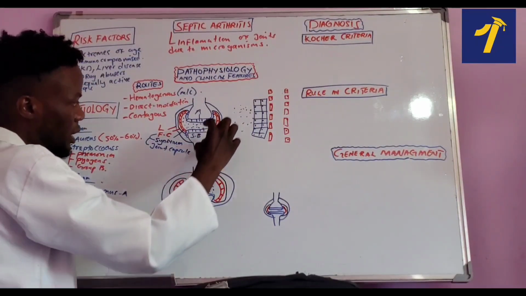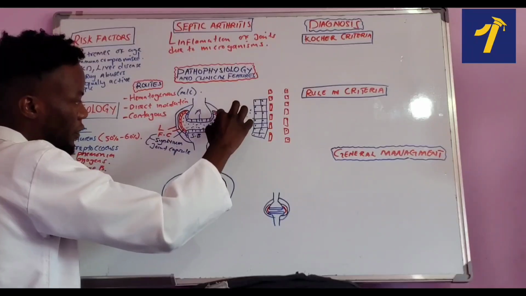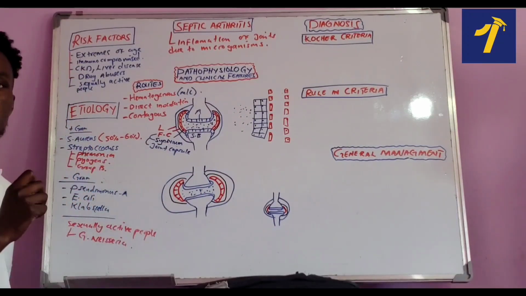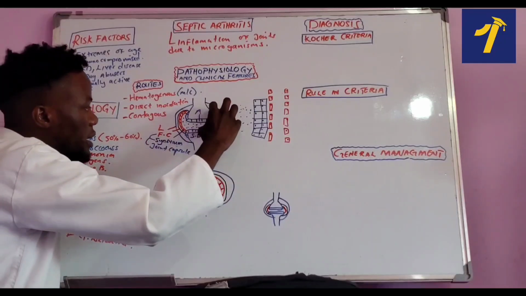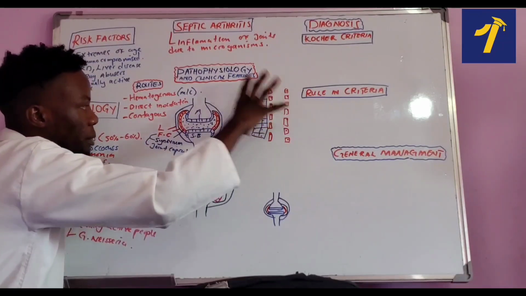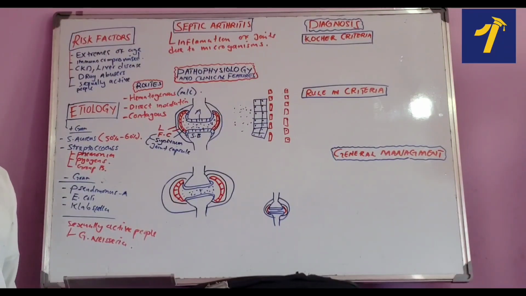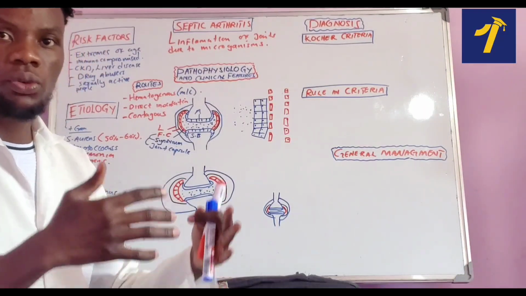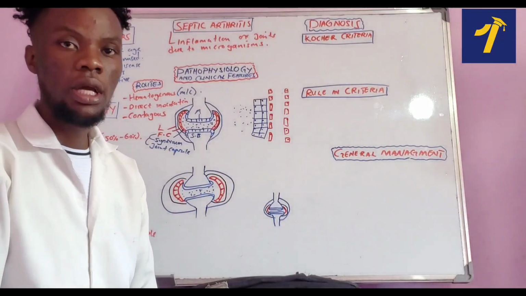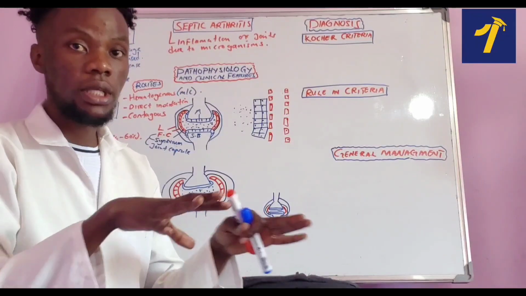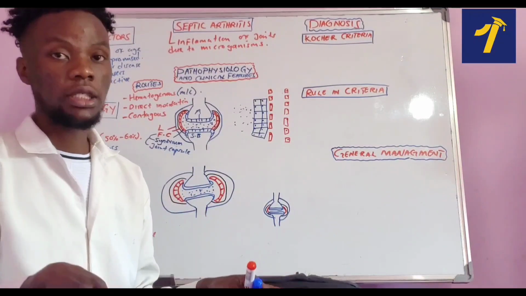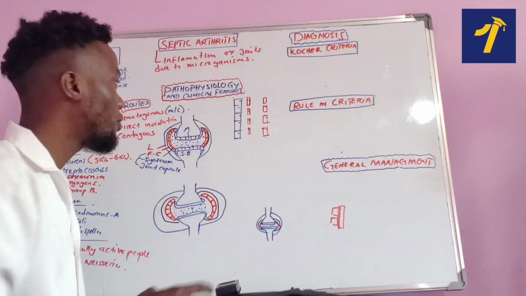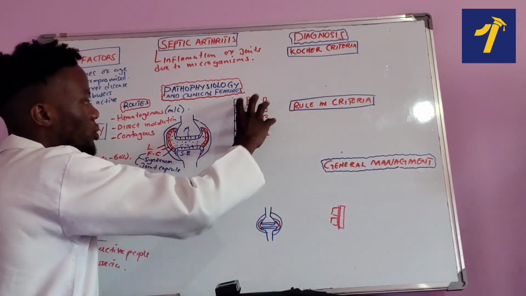So what I'll do is, as you can see, this red layer, we say that is synovium or the synovial membrane. So I'm going to get this synovial membrane and magnify it. Why magnify the synovial membrane? Because septic arthritis is firstly going to affect the synovial membrane, and after that it will start affecting other structures, or maybe the articular cartilage. So if we magnify the synovial membrane, it will look like this.